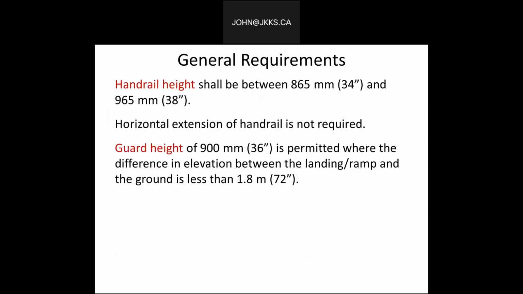Handrail height shall be between 34 to 38 inches. This is a little bit of a variation from the building code, because the building code says 34 and perhaps up to 42 inches in height when we take a look at guards. But this is for the handrail height, so more specifically 34 to 38 inches. Horizontal extensions of handrails are not required. And the guard height of 36 inches is permitted where the difference in elevation between the landing and the ramp and the ground is less than 72 inches or 6 feet.